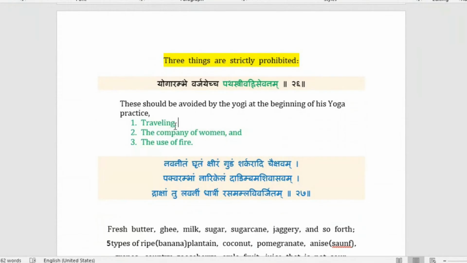But this traveling, it was third in Hatha Pradipika. So the sequence is completely reversed. Here in Gheranda it is 1, 2, 3, in Hatha Pradipika it is 3, 2, 1. Remember the sequence. It comes in the exam, because this is confusing, they might ask. So as per Hatha Pradipika, it is Vahni, Stri, Pathi Sevana. Vahni is exactly opposite. And in Gheranda Samhita, it is Patha, Stri, Vahni Sevanam. So traveling, company of women, and use of fire in Gheranda Samhita.